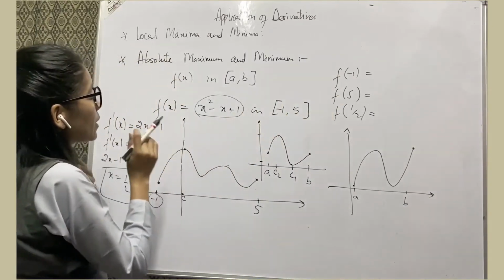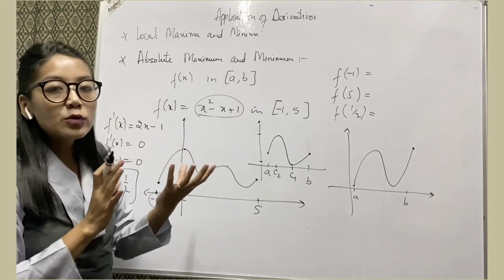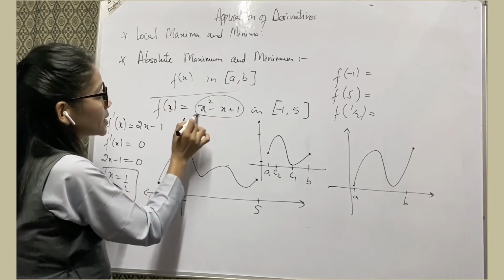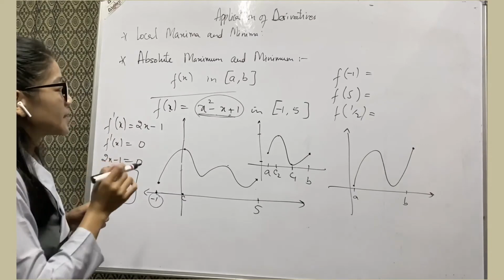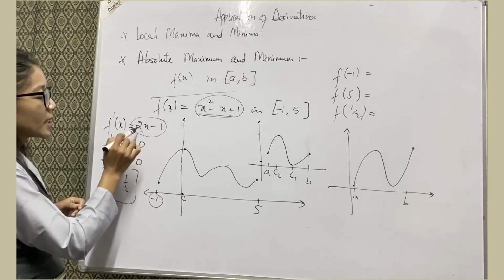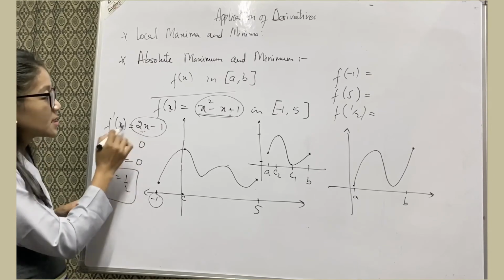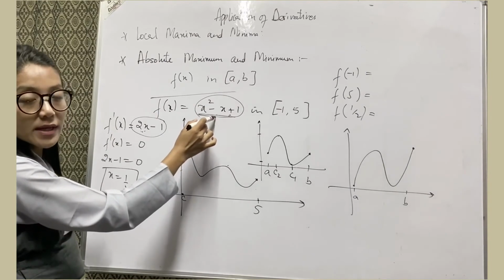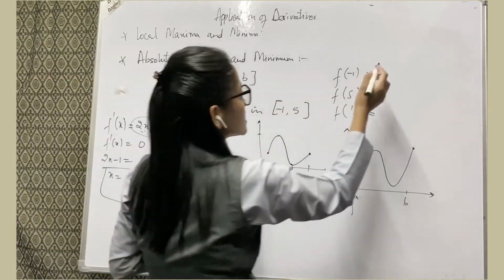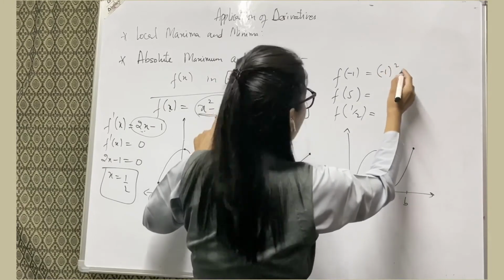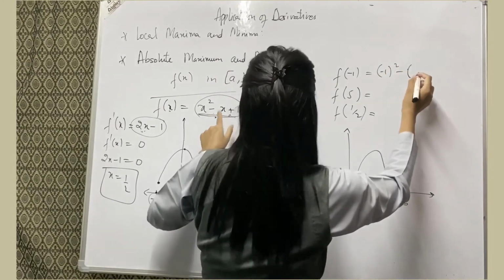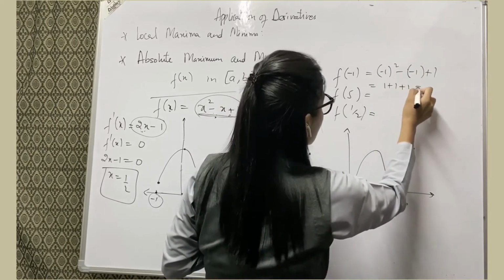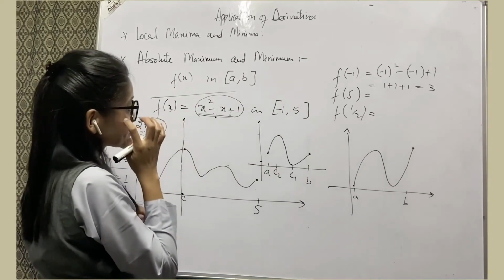So f of -1. Remember, here we are finding the function value, so you have to substitute -1 in this function. What I notice is many times students find the function value and substitute it in the derivative, which is totally incorrect. This is the derivative, not the function. Since you're finding the function value, you have to substitute -1 in the function. So this is -1 squared minus -1 plus 1, so that is 1 plus 1 plus 1, which equals 3.